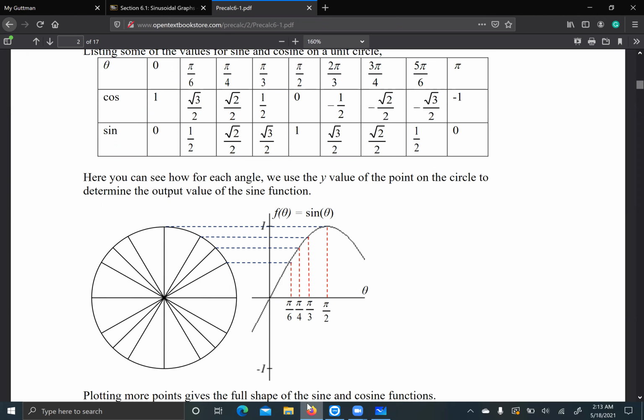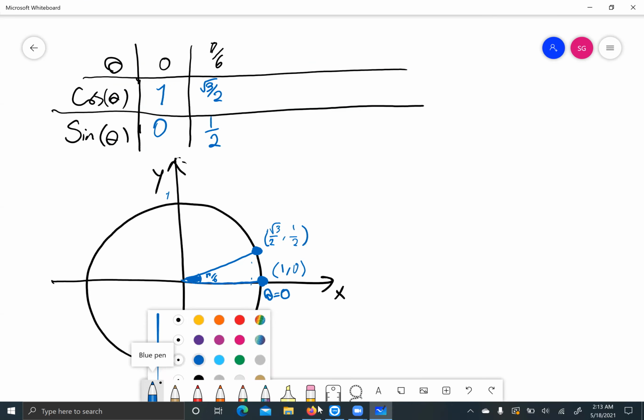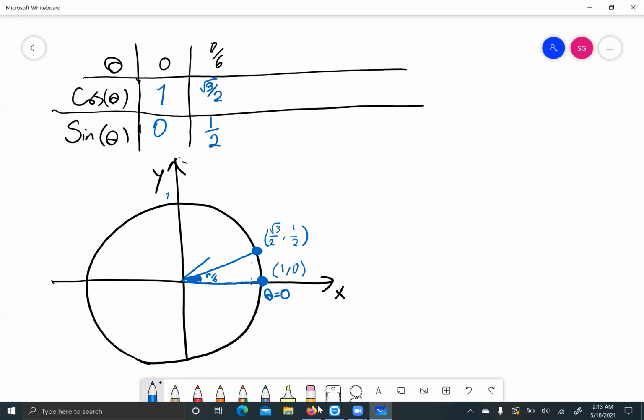The next one is pi over 4. Pi over 4 is 45 degrees. So pi over 4 is right here.